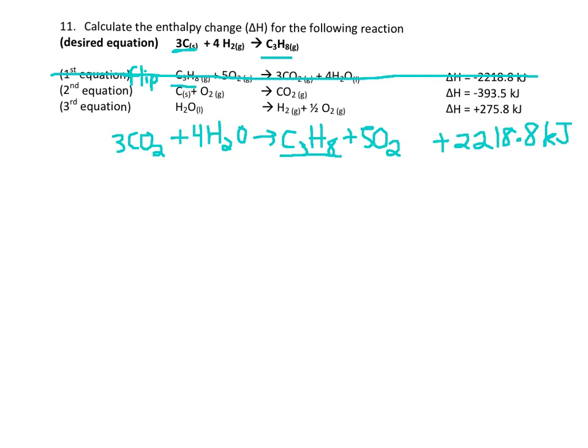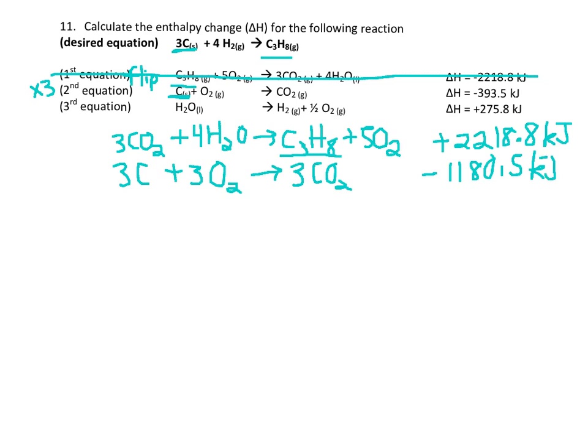I see 3 carbons here, and in my given equation, I only see 1 carbon. So I'm going to have to multiply my second equation by 3. So I get 3 carbons, 3 oxygens, and 3 carbon dioxides. You also have to multiply the delta H by 3. So negative 393.5 times 3 becomes negative 1180.5 kilojoules. Okay, I've rewritten that one, so I'm going to cross it off.